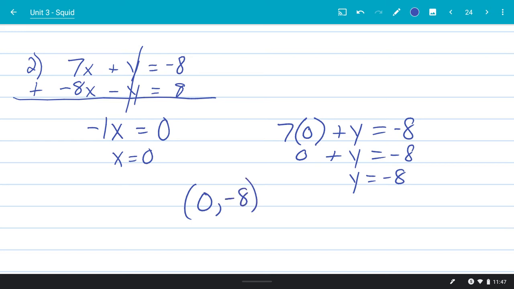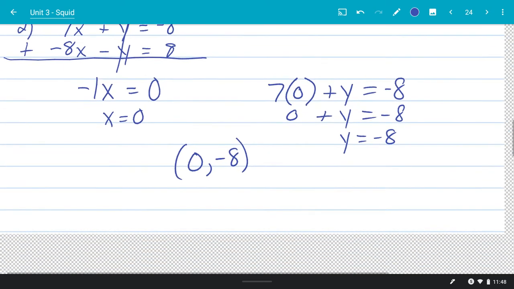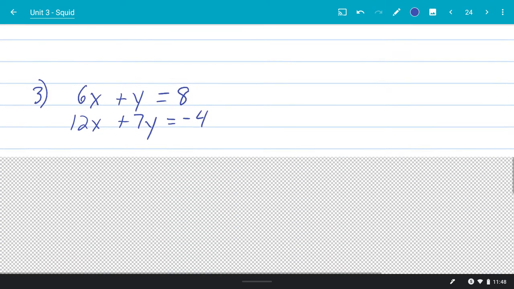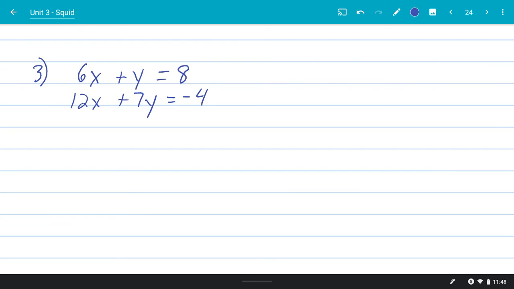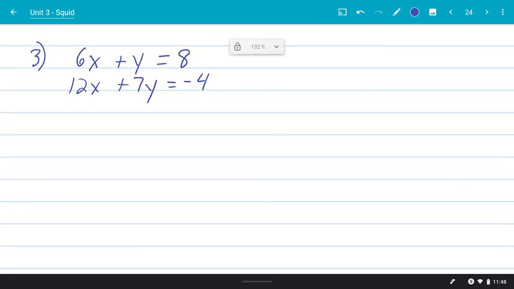So as you can see, in all three of the different ways we've looked at systems, when they were set up beautifully for that method, it's really easy to simplify and solve. It's when it's not set up beautifully, or you have to manipulate one of the methods, that we get into more work and more difficulty.